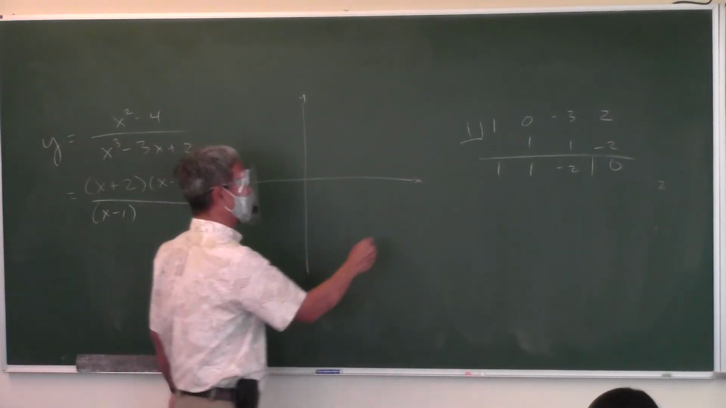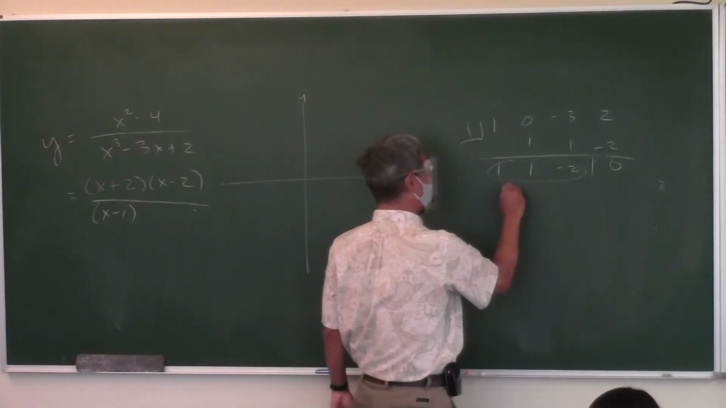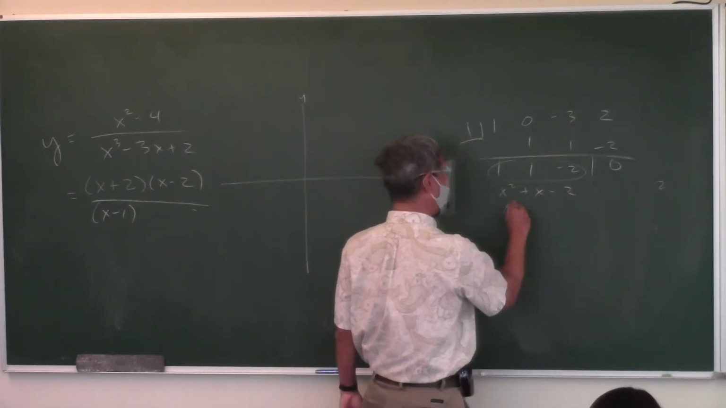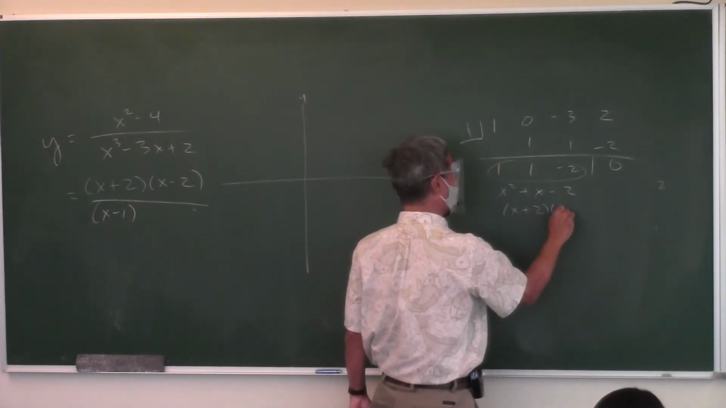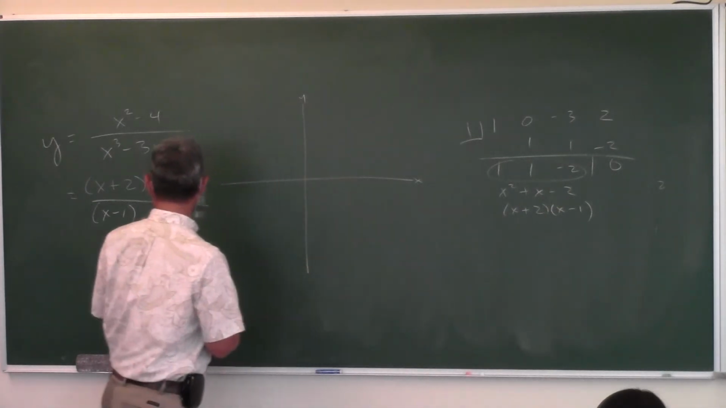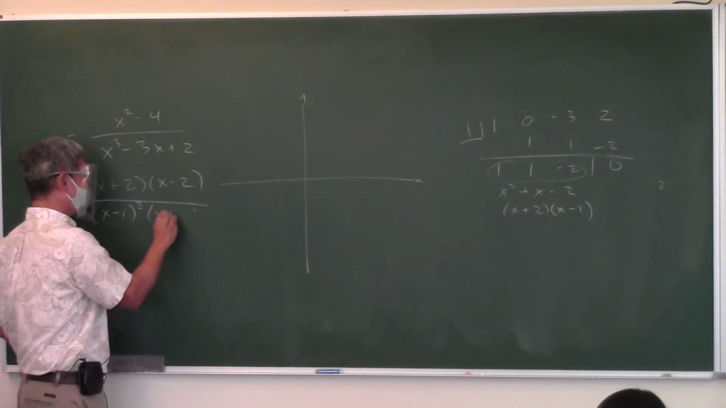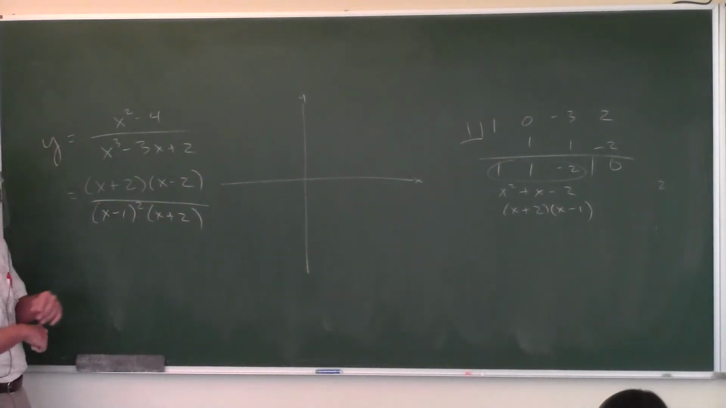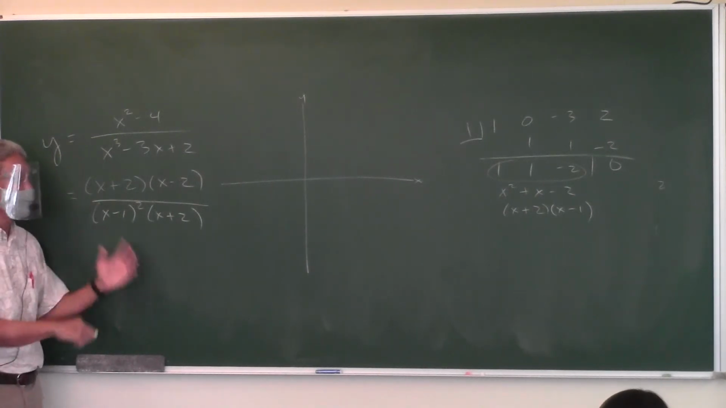And what's the other factor? What does this stand for? X squared plus x minus 2. Doesn't that factor as x plus 2 times x minus 1? So then this is going to be x minus 1 squared times x plus 2. That's the correct factoring. I don't know what you guys were doing.